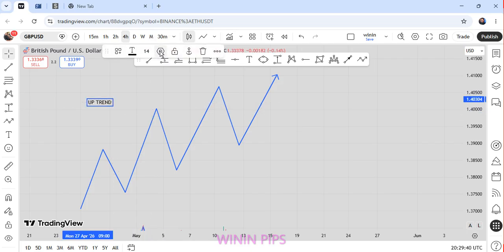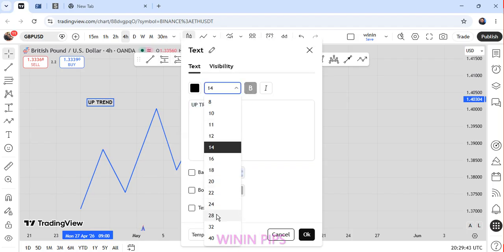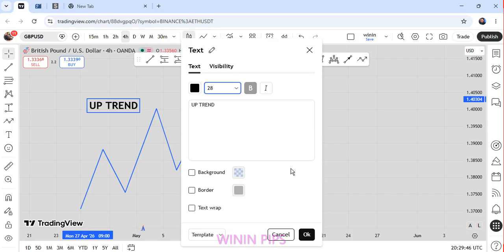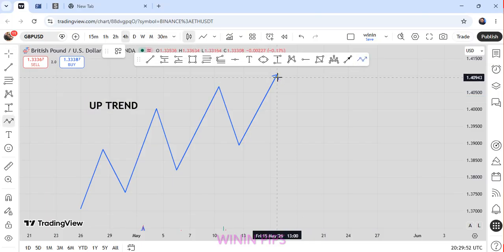Let me bold it and increase the font size. Alright, so that is that. So let's look at the other, the opposite. That's the downtrend. Let me pick it from here.